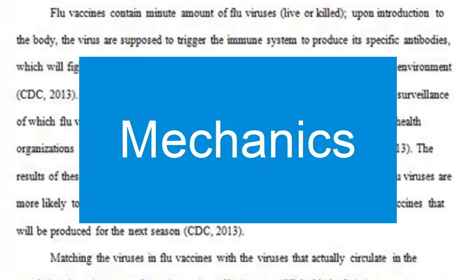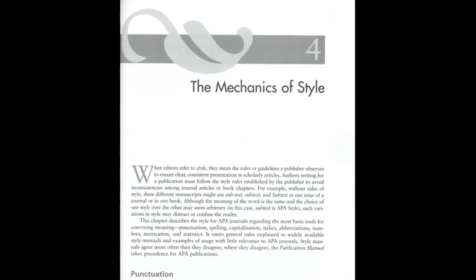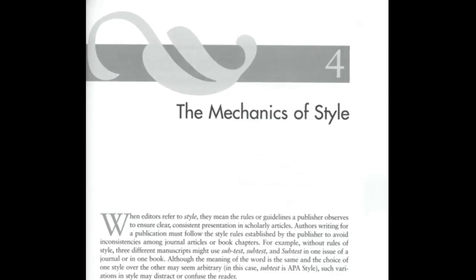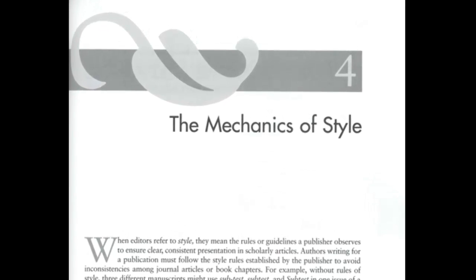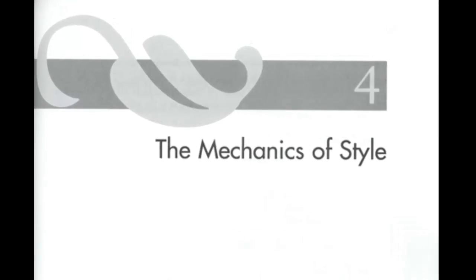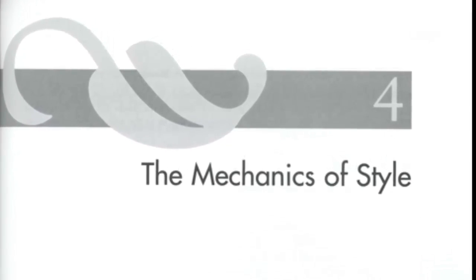Errors in mechanics, for example punctuation, capitalization, abbreviation, and spelling errors, can inhibit the reader's comprehension and distract from the meaning you want to convey. Chapter 4 of the manual reviews the guidelines for the mechanics of style more thoroughly. Familiarize yourself with the guidelines prior to submitting your first paper. Remember, your goal is to create a concise, well-organized document that is readily understood by your reader.